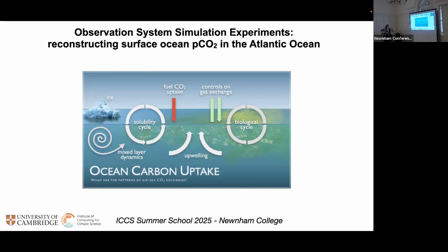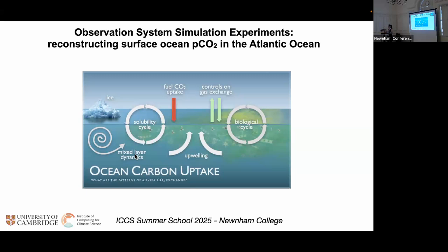This happens through different processes. This is just a schematic to give you an idea of how the carbon ends up in the ocean. You have a solubility cycle, also called the physical pump. Carbon gets dissolved in the water, and this is strongly regulated by mixed layer dynamics, the dynamics of the circulation at the surface of the ocean. Of course, if those waters do not contain a lot of carbon and have time to equilibrate with the atmosphere, they will take up carbon and become a net sink of carbon.